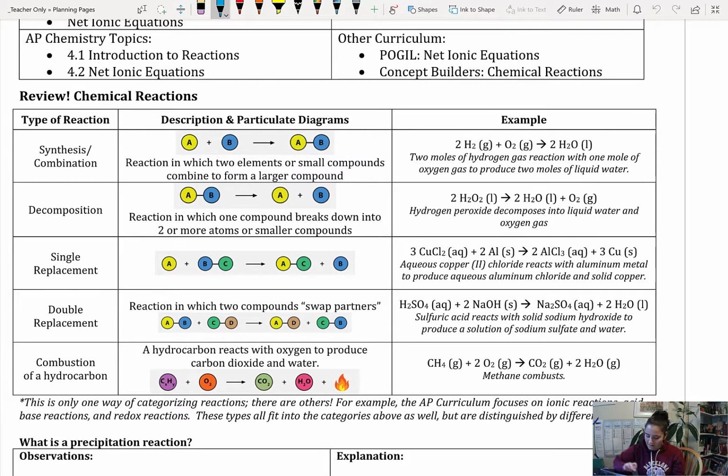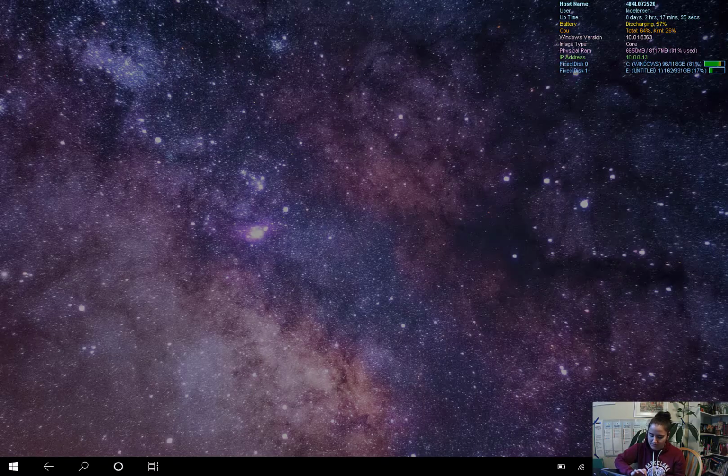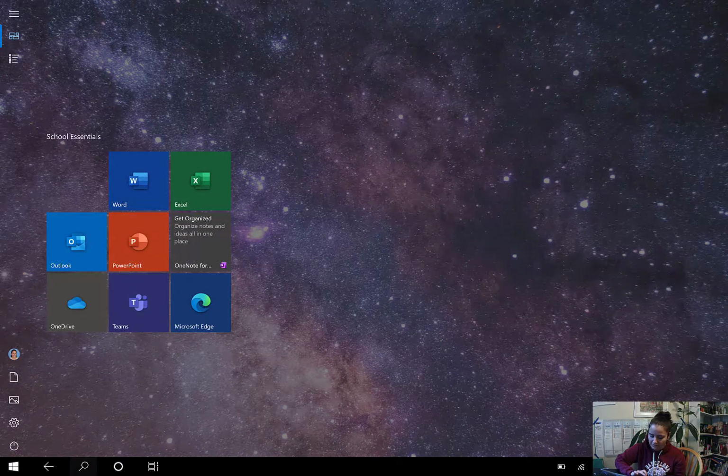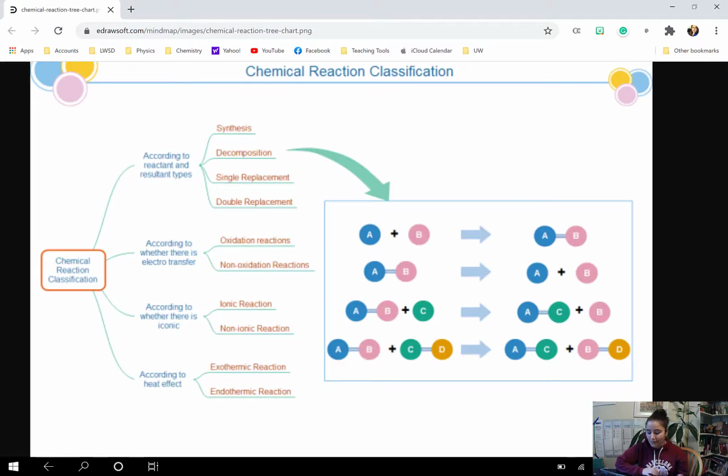There's actually quite a bit of others. So let me just show you this graphic right here that I found. Okay, so when classifying our chemical reactions, you can classify them according to reactant and resultant types. That's what the list I just showed you was. You can also do it based on whether or not electrons are transferred. This is called a redox reaction that we'll be learning more about later this year.